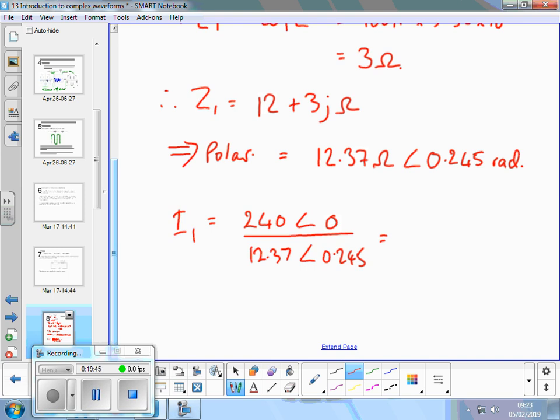Anyone got me an answer for that yet? 0.35 amps, minus 0.245 rads. Yeah? Okay, so that's the current being caused by the fundamental frequency of 100 pi t. Right.